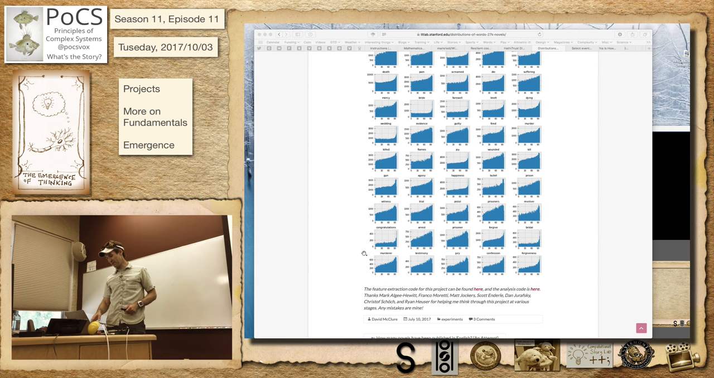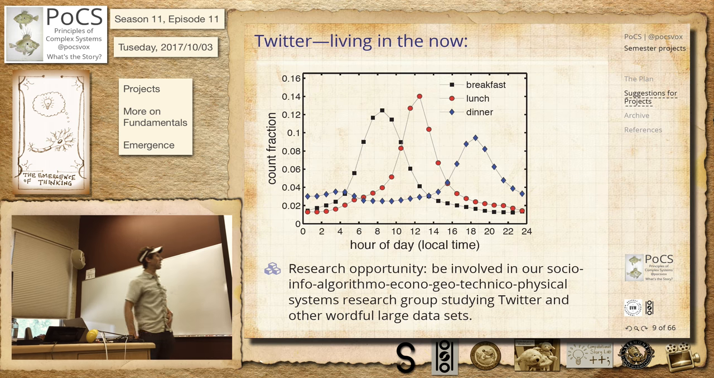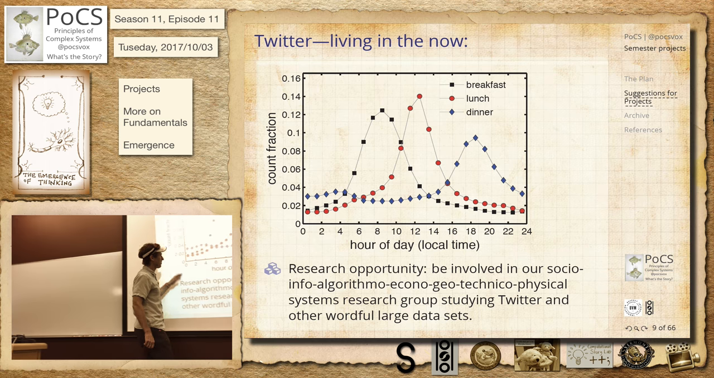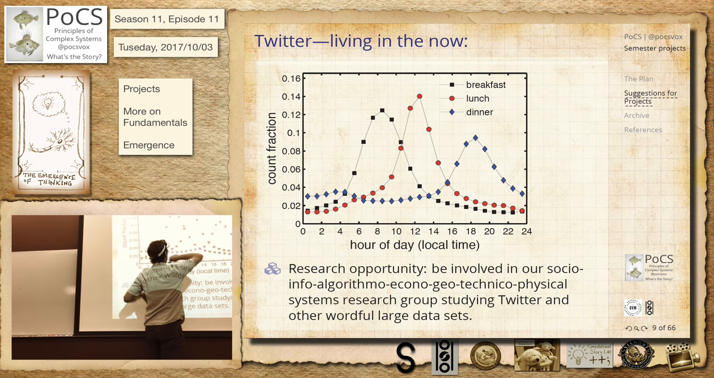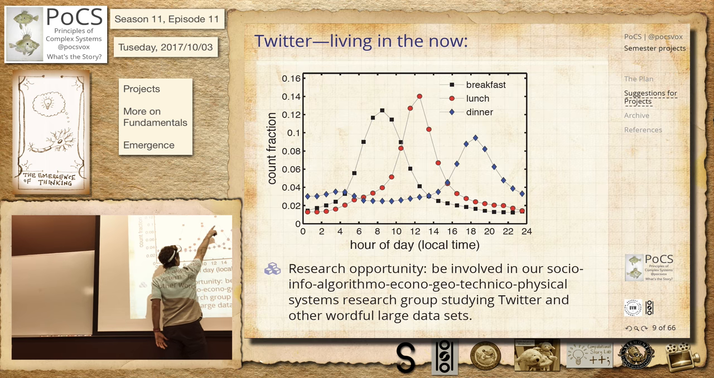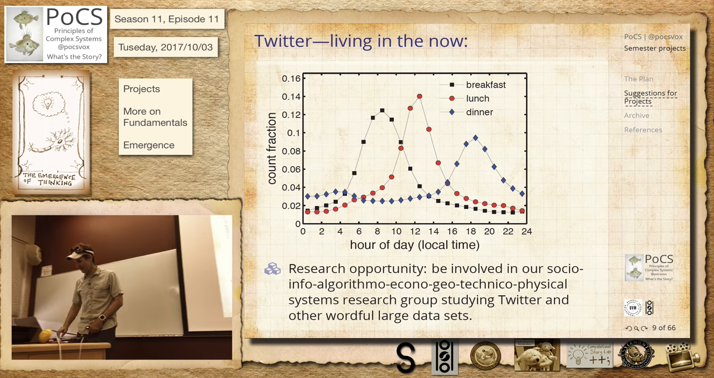So lots of possibilities, that's what that link is. Lots of things. This is an old plot that I made years ago to establish that Twitter was people actually talking about what was going on. So this is 24 hours over many, many days, and they were just binning how often words appear in those particular hours, breakfast, lunch, and dinner. So they're talking about what Twitter handles are talking about.